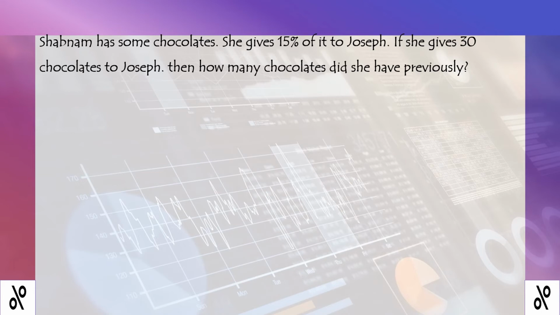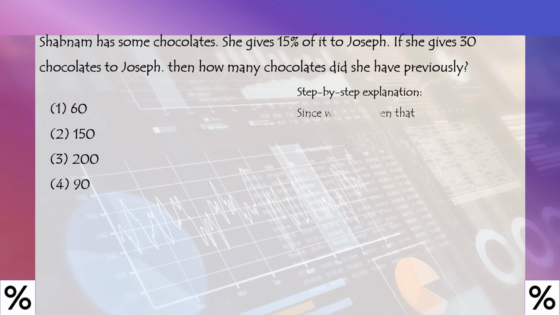And how much is that 15%? It is 30 chocolates. Okay? So Joseph has got 30 chocolates, and 15% of her chocolates is what is given to Joseph. So how many chocolates did she have previously? The alternatives are 60, 150, 200 or 90. Let us see how to solve the sum.